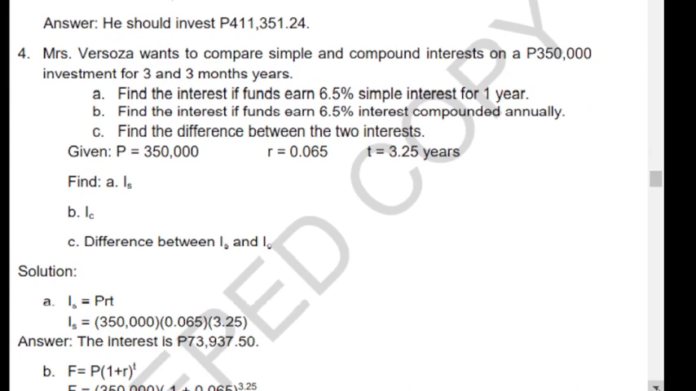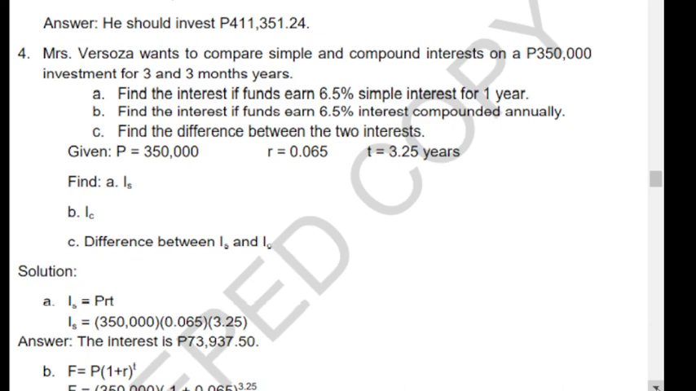Mr. Versosa wants to compare simple and compound interest on a 350,000 investment for 3 years and 3 months. Wow, 3 years and 3 months. So find the interest if funds earn 6.5% simple interest for 1 year. Then find the interest if funds earn 6.5% interest compounded annually. Find the difference between the two interests.